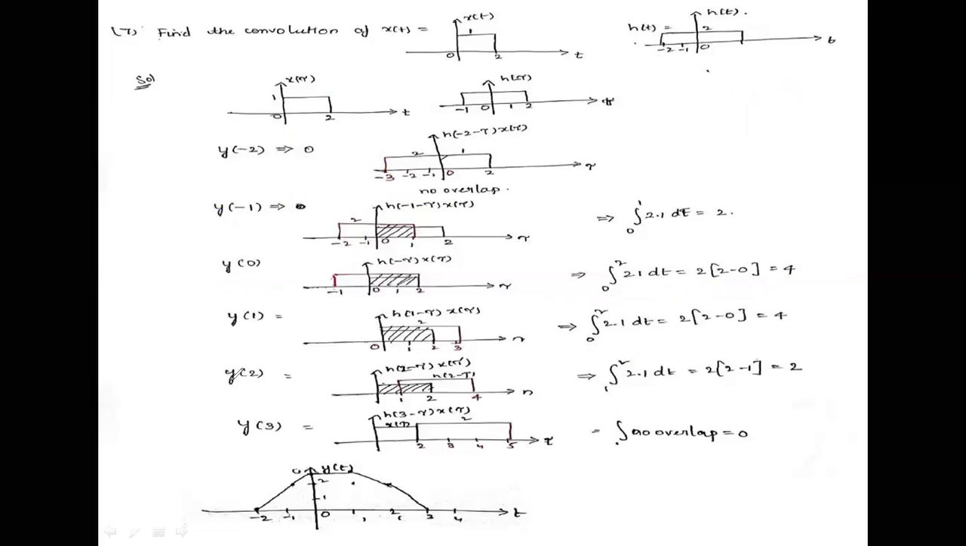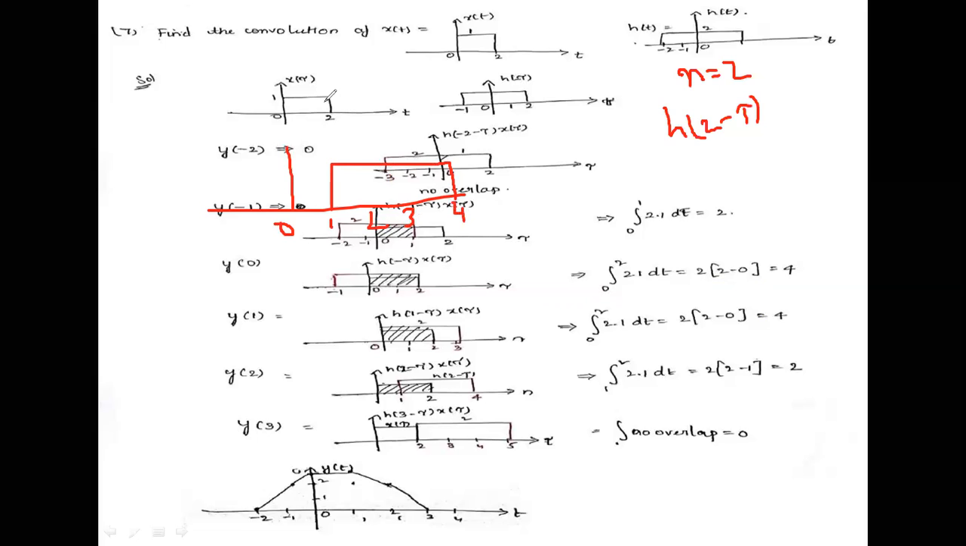For n is equal to 2, the h value becomes 2 minus tau. So one sample is added, meaning shifting towards the right side again. Already one sample sits at 0. Now it starts from 1 and ends at 4. Previously it was 3. So 1, 2, 3, and 4.